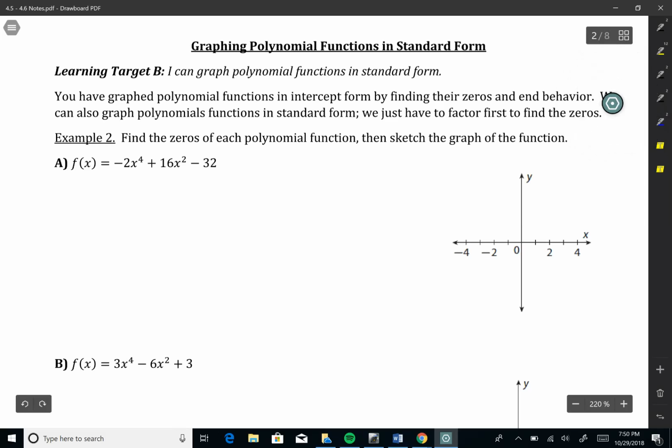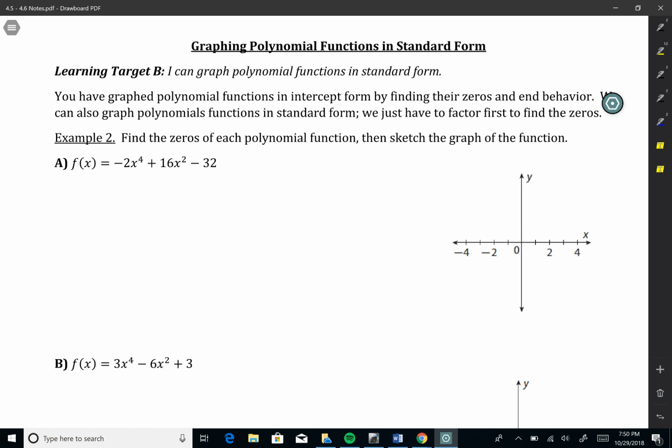All right, we're back with our second learning target of section 4.5, which is graphing polynomial functions in standard form. The reason I chose to place this learning target right here is because we're going to be utilizing factoring in order to find the zeros of these polynomial equations to plot them and sketch their graph. So we've graphed polynomial functions given to us in intercept form before. Now we're just going to have to convert these to intercept form by factoring, talk about end behavior, and then graph them like we have done before.